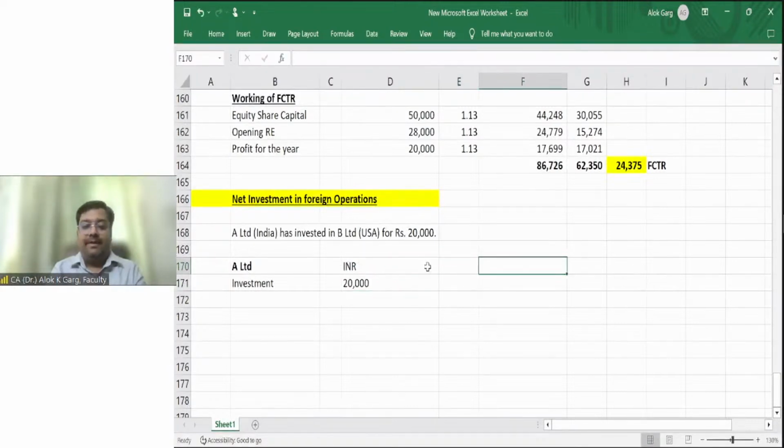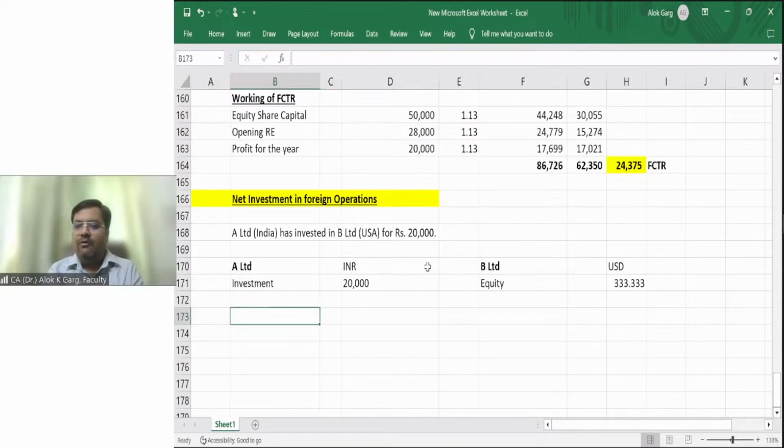In the books of B Limited, what is that? The transaction is in US dollar. In the books of B Limited, it is equity, right? It is equity. And let's say this 20,000, let's say divide by 60. 60 rupees is the exchange rate. So 333.33, right? This is pretty simple. Is that clear?